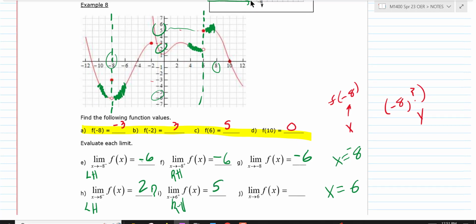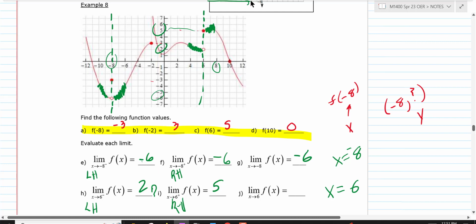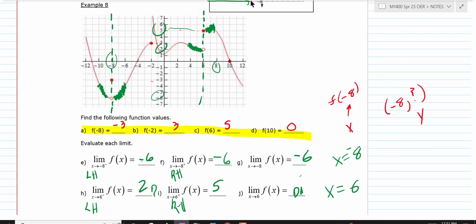It's only what it gets close to. It makes no difference whether that's an open bubble or a solid. You don't even pay attention to that. What's the answer to the two-sided? Why does it not exist? Because they come to different places. Your two fingers don't come together. So that does not exist for that reason. Okay, so that's how you do that.